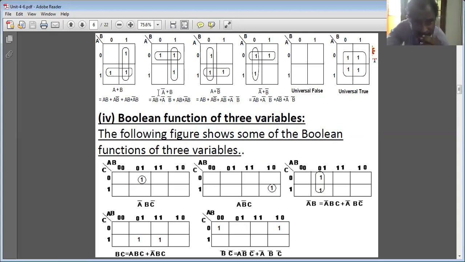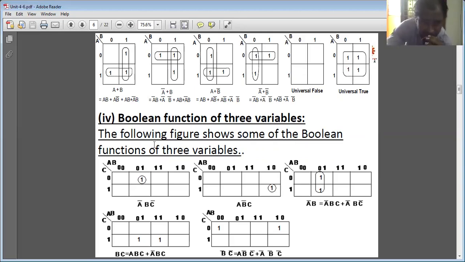By solving this, we are getting A bar plus B. By solving AB plus AB bar plus AB plus A bar B, we are getting A plus B. By solving A bar B plus A bar B bar plus AB plus A bar B, you are getting A plus A bar plus B. By solving AB plus AB bar plus AB bar plus A bar B bar, we are getting A plus B bar. By solving A bar B plus A bar B bar plus AB bar plus A bar B bar, that is A bar plus B bar. So here it is called universal false, and this is universal true.